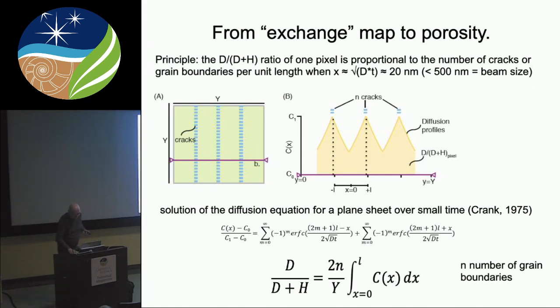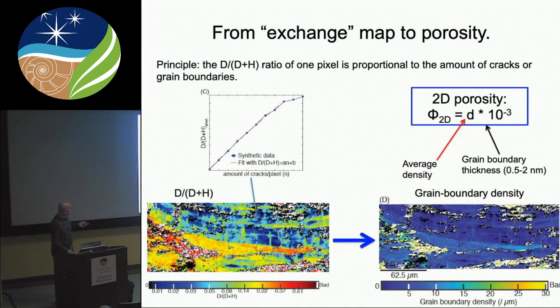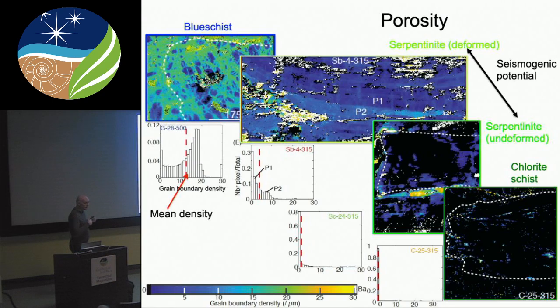diffusion length. So that means we can translate this kind of map directly into grain boundary density, and then we assume some grain boundary thickness to estimate porosity from that. So it means basically that we illuminate the porosity with the isotopic substitution.